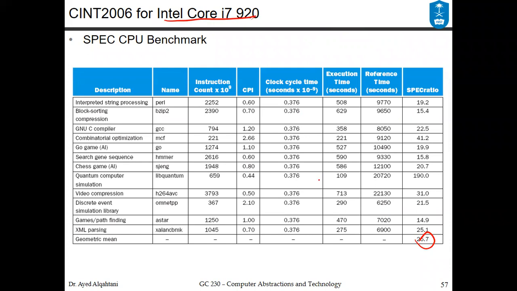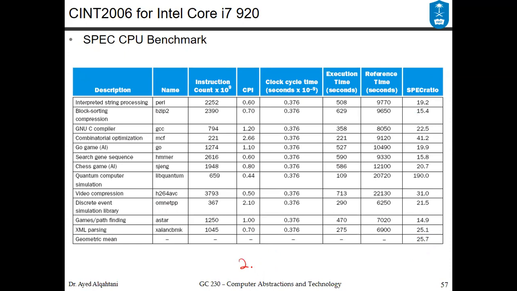Now, if you have another machine, you do the same process, and then you get its number. If the SPEC ratio of the new machine is, let's say, 24, and the Intel Core i7 is 25.7, now you know that the Intel Core i7 is better than this supposedly new machine. And now you know how to compare between different computers or different CPUs.